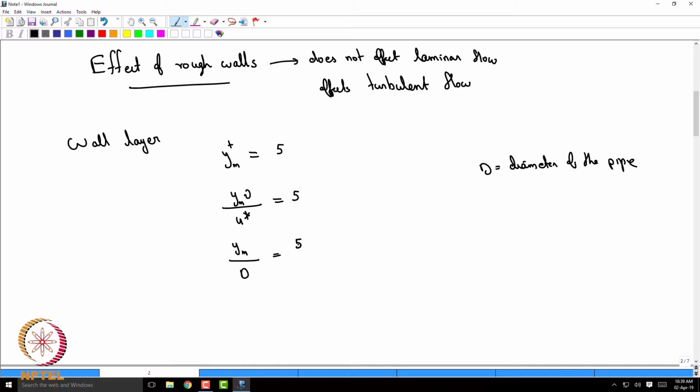is simply 5 u star divided by nu, right? Sorry, I made a mistake. No, this is y divided by D, there's a D here, right? I'm dividing by D on both sides because what I'm going to calculate now is the thickness of the wall layer compared to the diameter of the pipe. So I'm looking for a fraction which is y max divided by the diameter of the pipe.